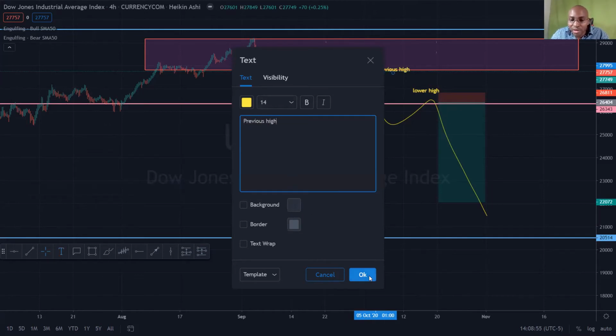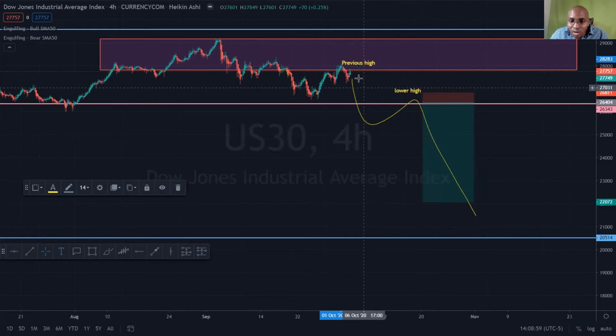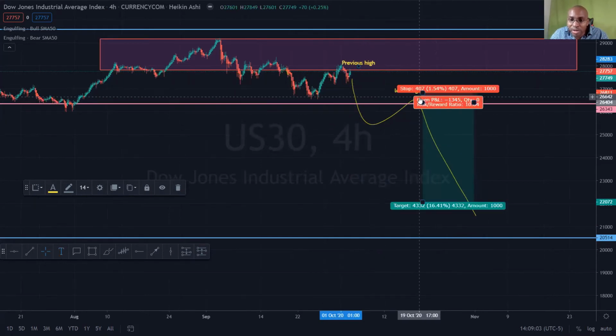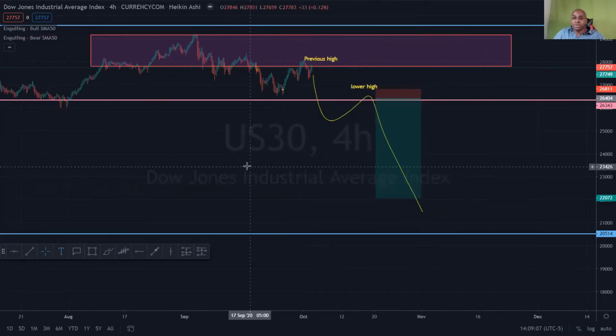So this is the previous high right here. We want it to move from here. Once we get a lower high, shift from here. Once we get a lower high right there, and bam, we're going for a sell, right?